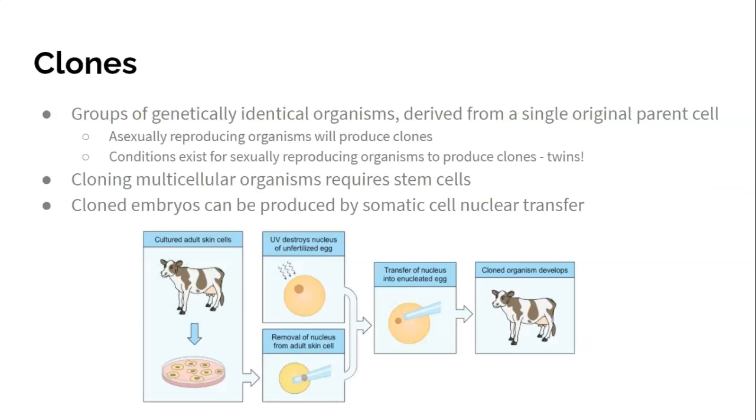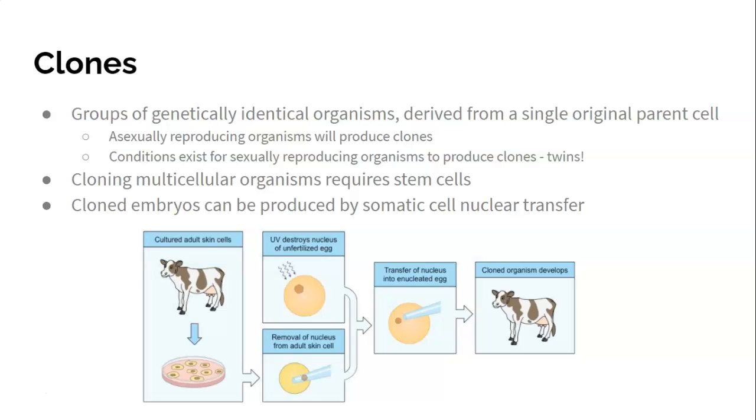So moving out of GMOs and into clones. So clones are genetically identical organisms derived from a single original parent cell. So asexual organisms will always produce clones, but there's also conditions where sexually reproducing organisms can produce clones, like twins, right? Those identical twins are clones. So if you want to clone a multicellular organism, it requires stem cells. And cloned embryos can be produced by somatic cell nuclear transfer.